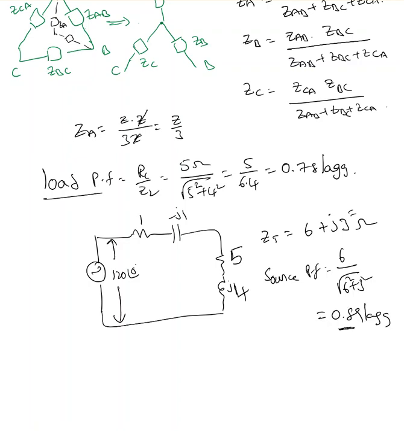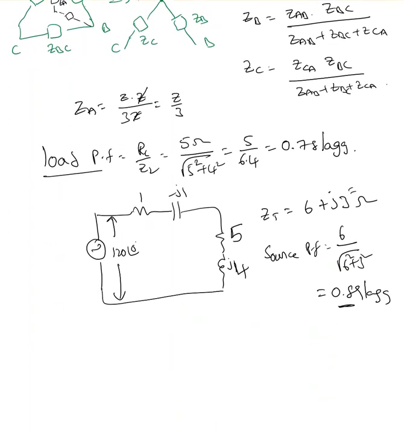Okay, so that value is 6.9. The power factor is 0.89 lagging. So it's a YY connection basically. In a YY connection, I can find the line current, which is the same as the phase current on both sides, phase and load, which is 120 divided by 6 plus j3.